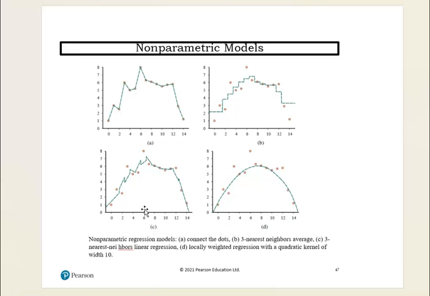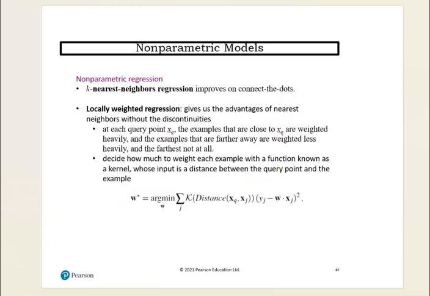So for example, to generate this figure D, they use the kernel, which is the max function: max of 0 and 1 minus 2d over w squared, with the kernel width w equal to 10.